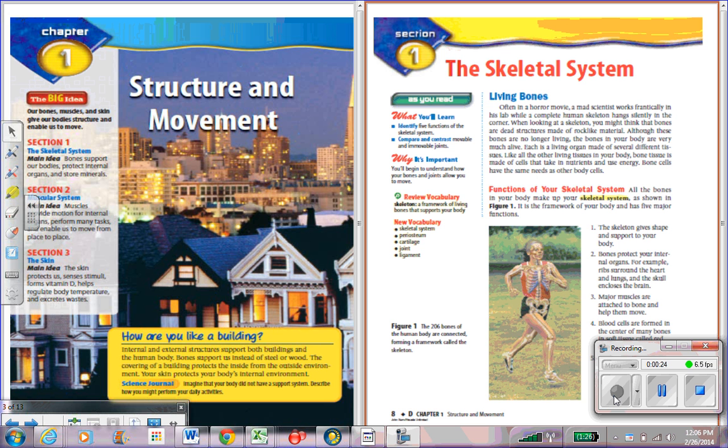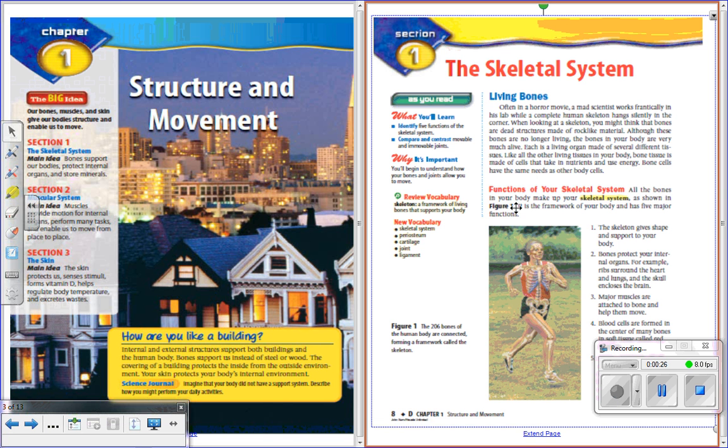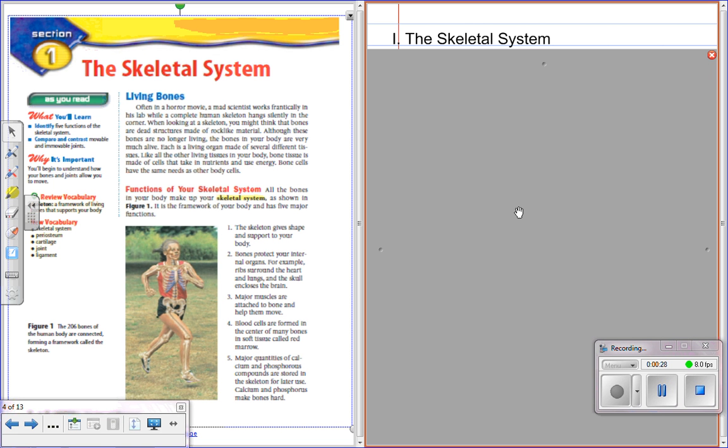Okay, so the skeletal system is our first system we're going to look at. So we're in section 1. We have our heading, the skeletal system. So pause it and write Roman numeral 1, the skeletal system. Okay. Our first blue heading, this will be a capital letter A, is living bones.